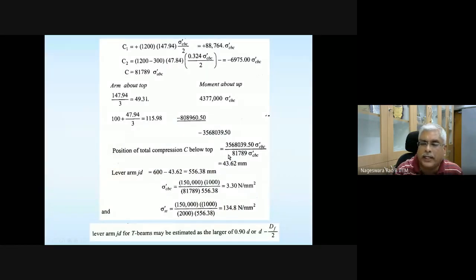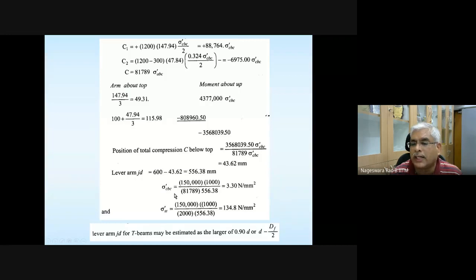It's all self-explanatory. You can also calculate the stresses for the applied moment of 150,000 Newton meter, the stress in the concrete and the stress in the steel. Compare the stress values when you consider that small portion in the web region with these values. The error is very, very small. So you can ignore that portion in the web region if you want. If you want exact analysis, you can do the exact analysis.